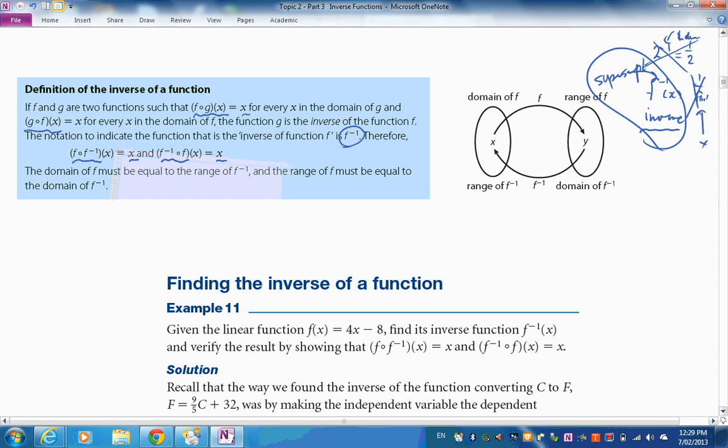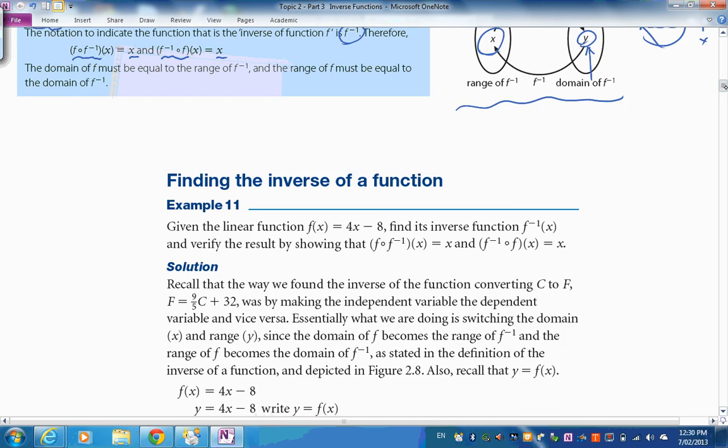Now, obviously, this must be true. When f starts out over here in the domain of f, it produces a range value, the range of f. Now, the inverse must obviously be able to operate on this result. This becomes the domain of the inverse, and that's going to return us back to x. So the range of the inverse is the domain of the original function. It's going to reverse it.